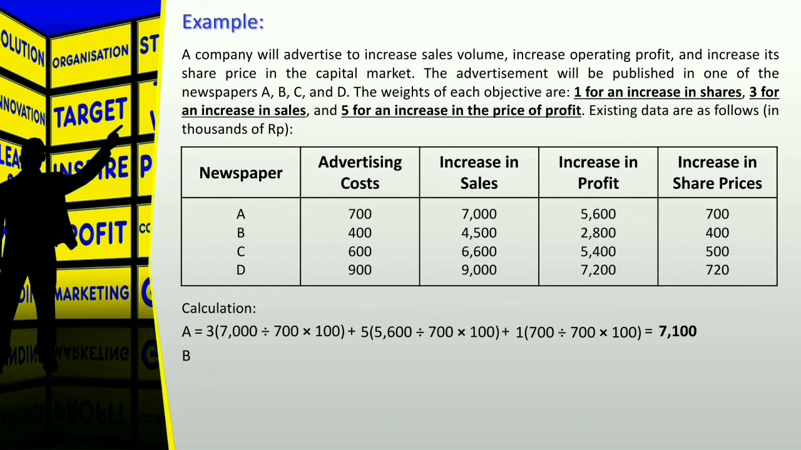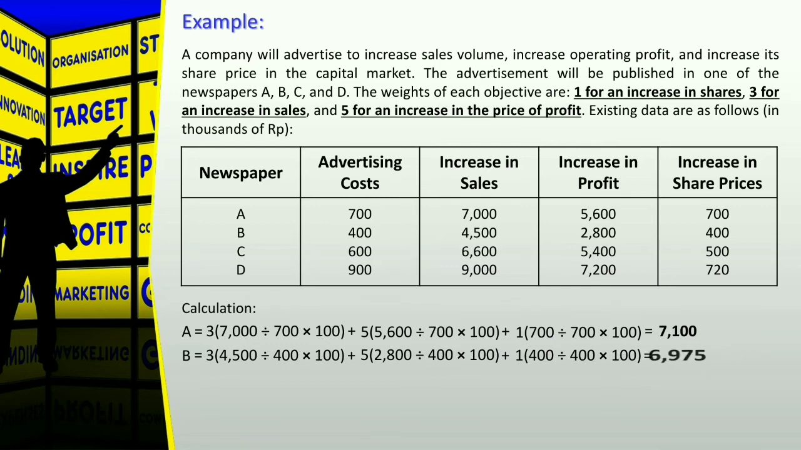Next is the calculation for newspaper B. B equals 3 multiplied by 4,500 divided by 400 and multiplied by 100. Then plus 5 multiplied by 2,800 divided by 400 and multiplied by 100, and plus 1 multiplied by 400 divided by 400 and multiplied by 100, and we will get this value.